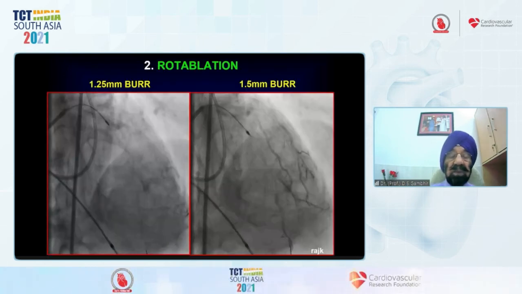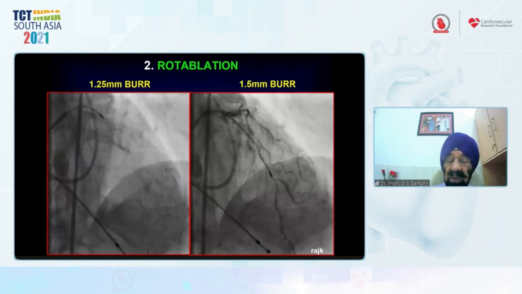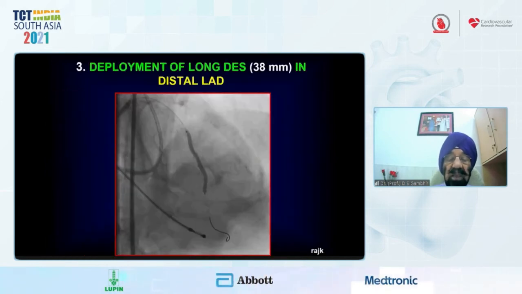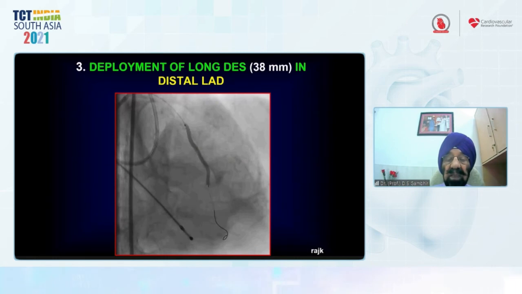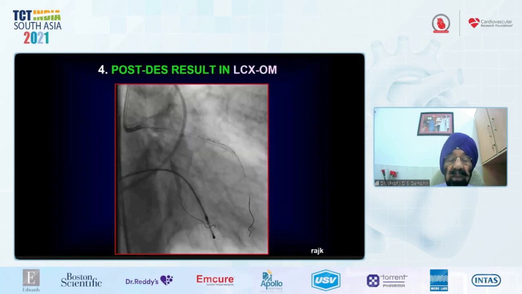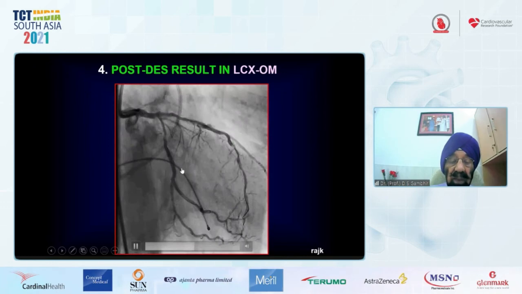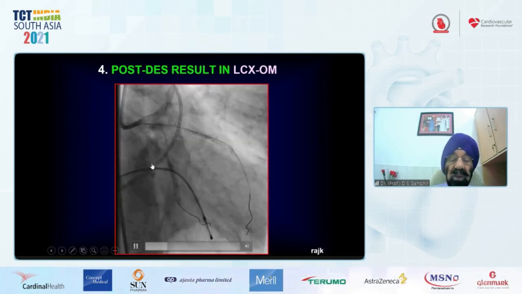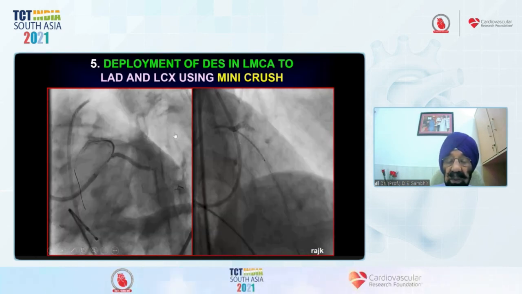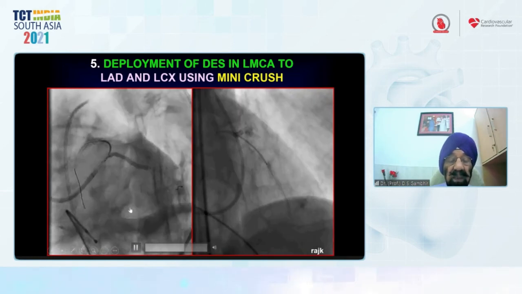So we first used a 1.25 millimeter burr after having placed a ROTA floppy wire, and then stepped up with a 1.5 millimeter burr, and then started deploying stents. Firstly, a distal LAD. We deployed a long Promus Premier stent, 38 millimeter long, and then distally we deployed one stent in the LCX OM also, and then decided to do a left main using the mini crush. So you can see here there are 2 stents, one in the LAD, ostioproximal part, and the other one in the proximal circumflex.